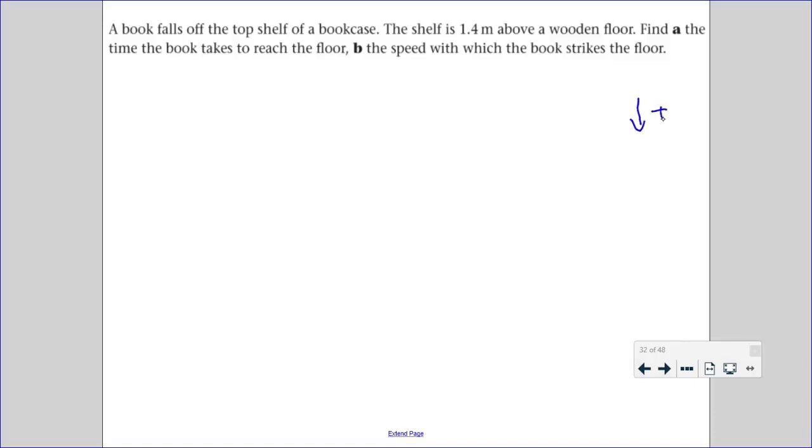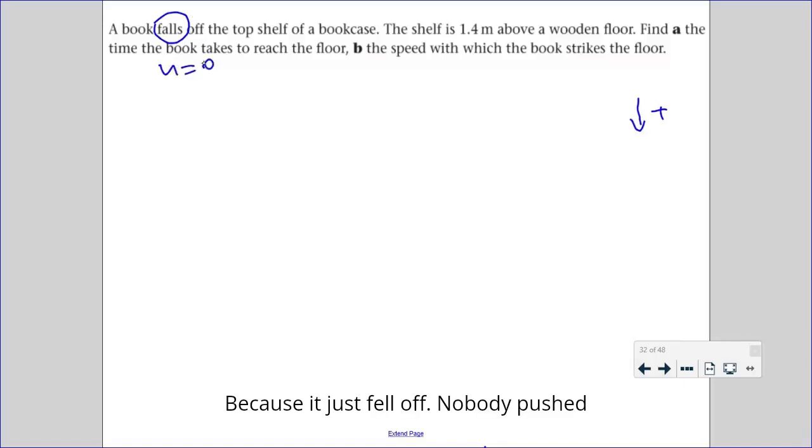Now look at the keyword. It says falls, right? That means it's just been left or released. We haven't actually thrown it down. So if something is just released on its own, the starting speed is 0, because it just fell off. Nobody pushed it down. The shelf is 1.4 meters above a wooden floor.